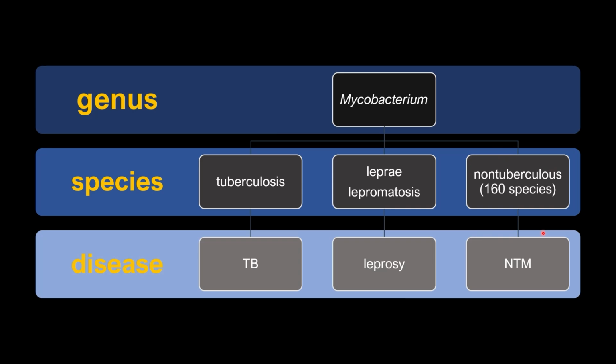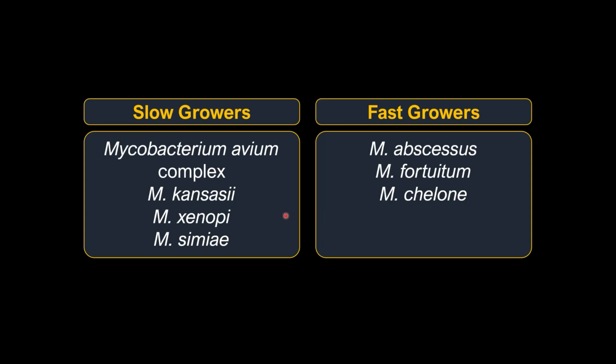And in this group, there's over 160 species. Not all of those will cause disease in humans. And of the ones that do cause disease, there's different levels of pathogenicity. Now, probably the most relevant way to subclassify the NTM species clinically is to talk about the slow growers and the fast growers. Keep in mind that this is just an abbreviated list.